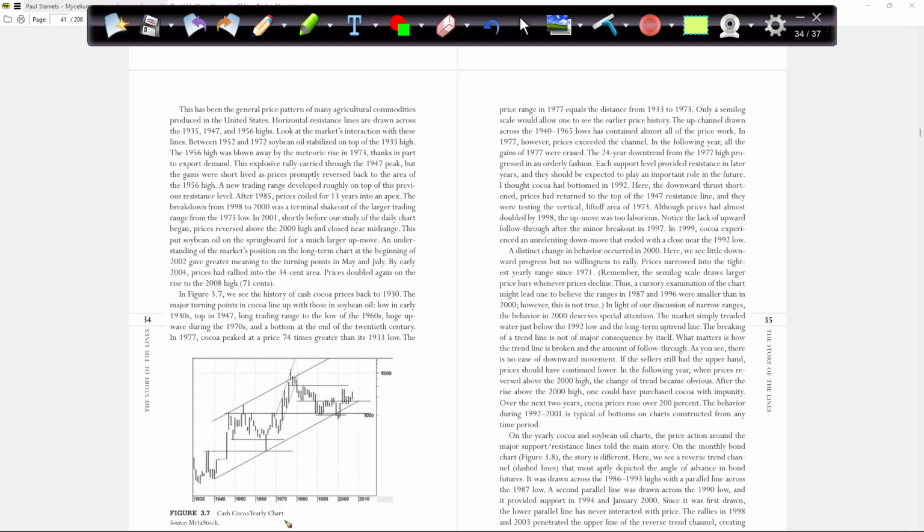The 1956 high was blown away by the meteoric rise in 1973. So here we basically crossed this resistance line thanks in part to export demand. This explosive rally carried through the 1947 peaks, but the gains were short-lived as prices promptly reversed back to the area of the 1956 high.